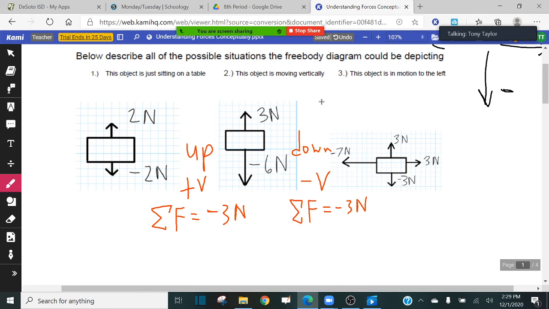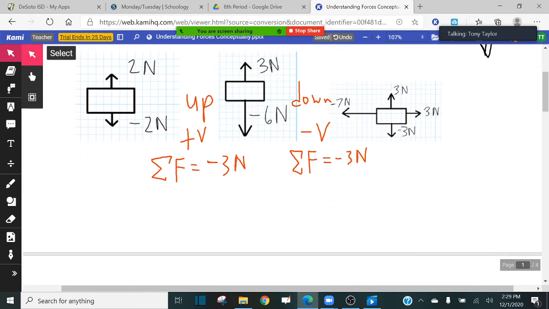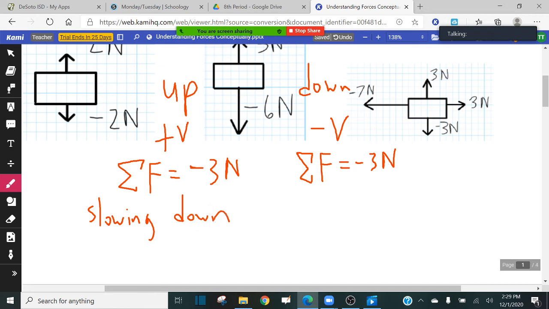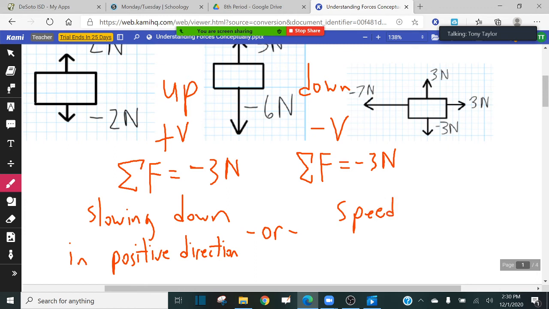So here's what this means, guys. If our object is moving up, then the object will be slowing down. So this object could be slowing down while moving in the positive direction, or it could be speeding up while moving in the negative direction.